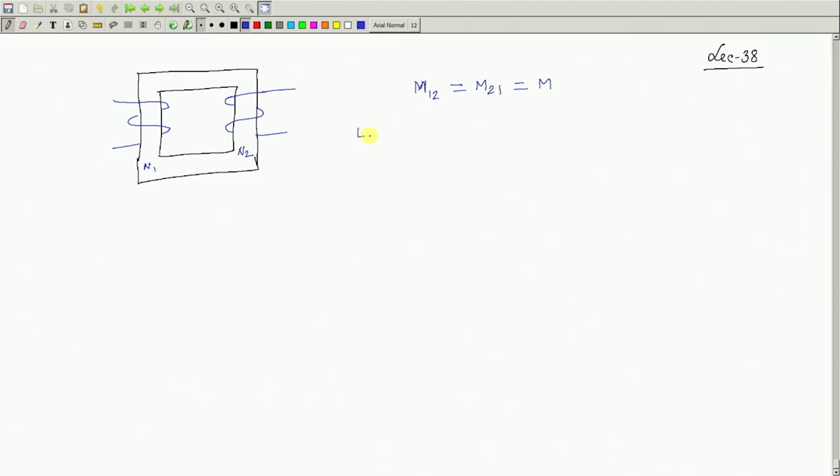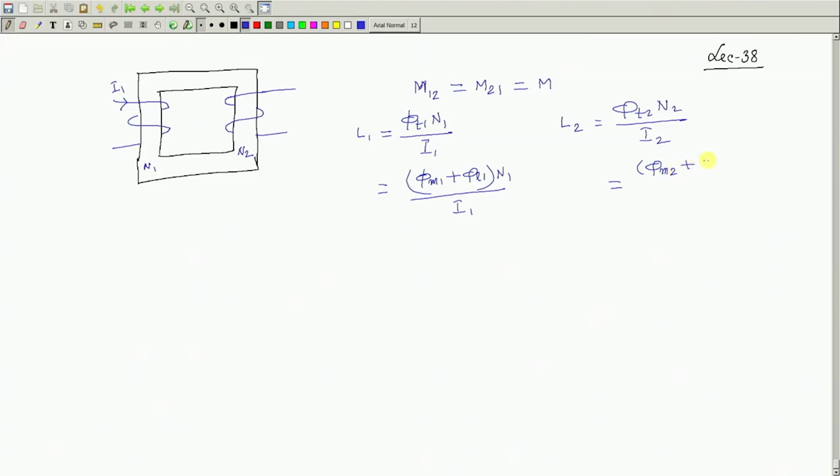And recall that L1 was defined as the total flux linkage, phi T1 into N1, with coil 1 when 1 ampere flows through coil 1, that is, per unit ampere. Similarly, L2 was defined as phi T2 into N2 divided by I2, when the second coil is energized with current I2. And then we told you that this phi T1 has two components, phi M1 and a leakage component, into N1 divided by I1. Similarly, this phi T2 will have two components, the mutual flux plus phi L2, into N2 divided by I2. This was the thing.